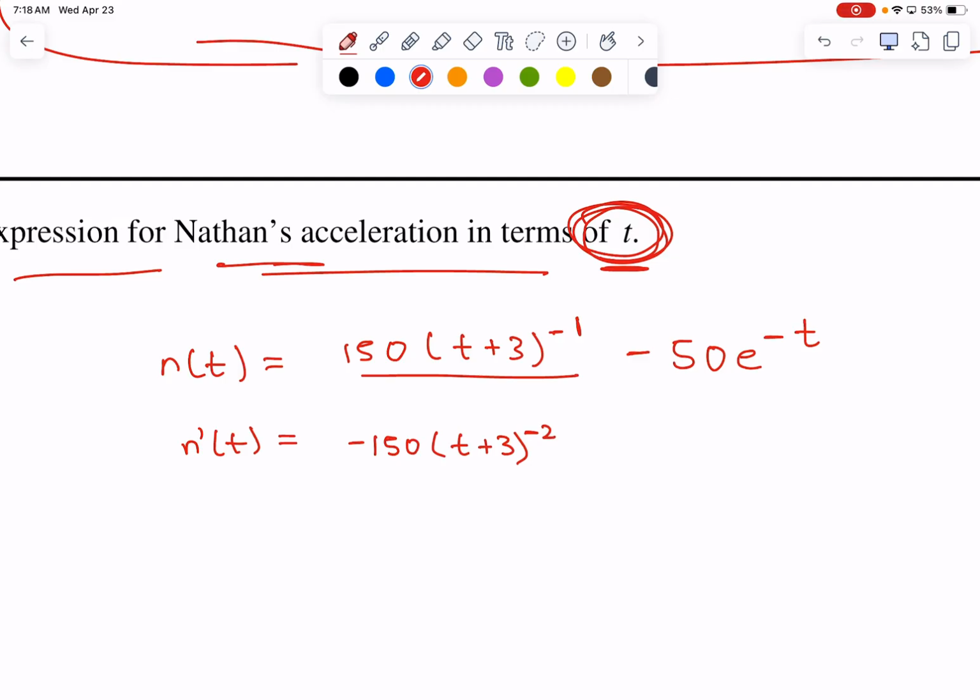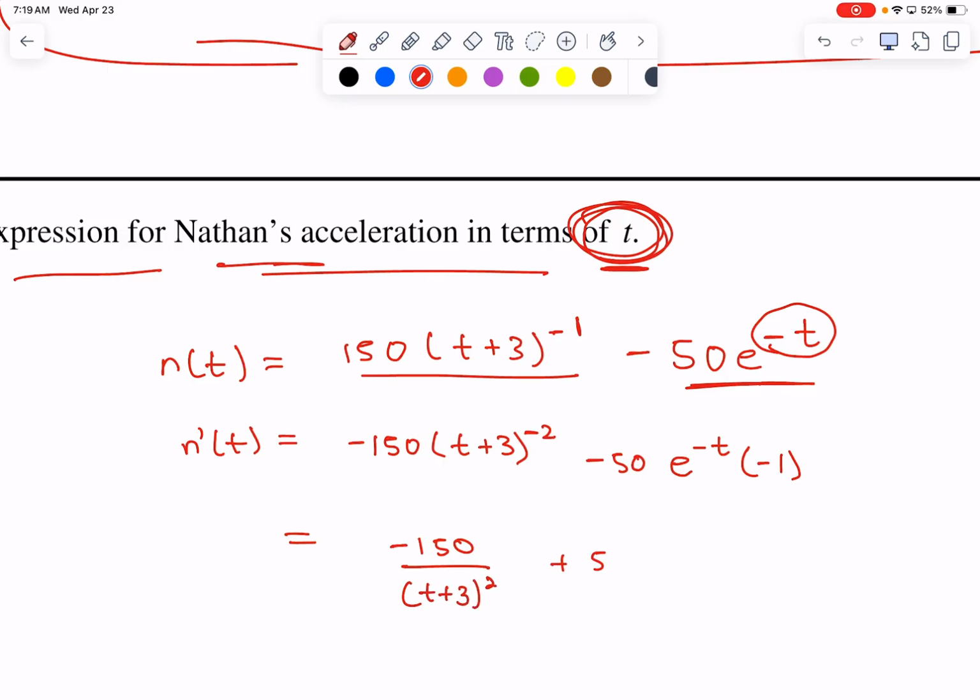Minus 50 e to the negative t. This right here is going to end up being e to the negative t times a negative 1, because the derivative of the exponent is negative 1. And then when you multiply negative 50 times negative 1, you are correct, you can go straight to positive. So it'd be negative 150 over (t plus 3) to the second power plus 50 e to the negative t.